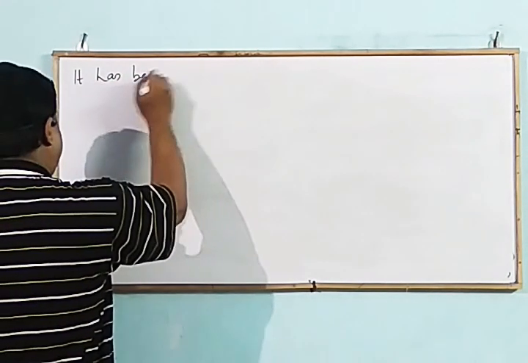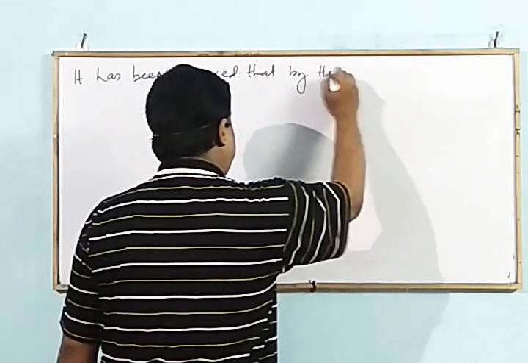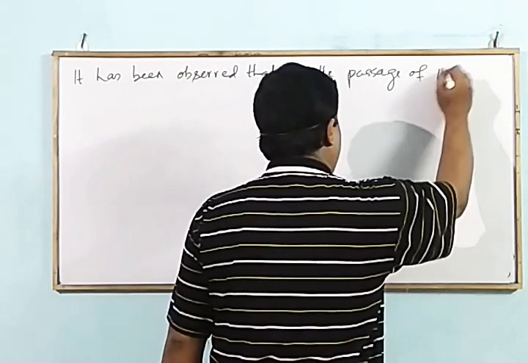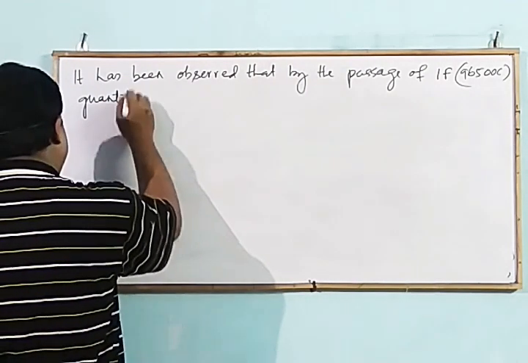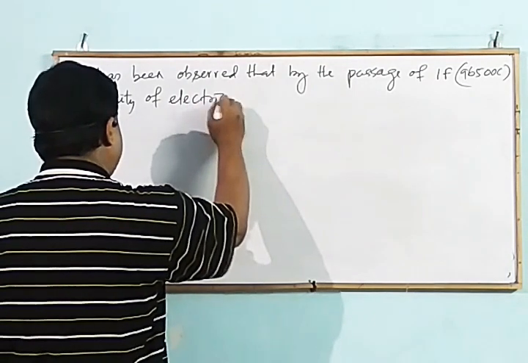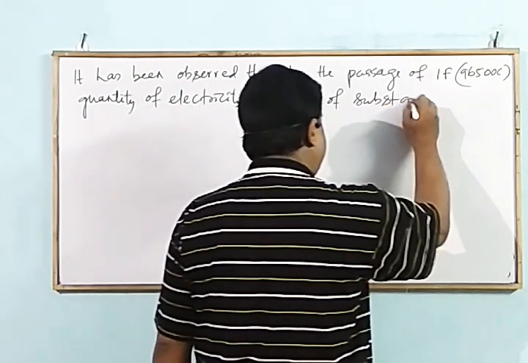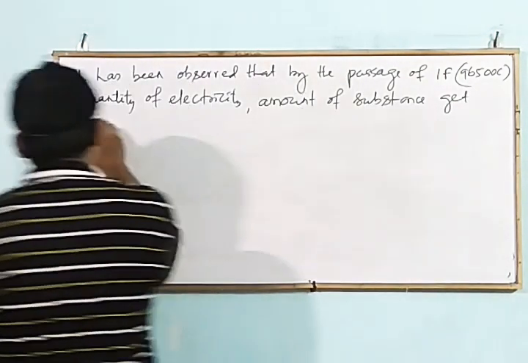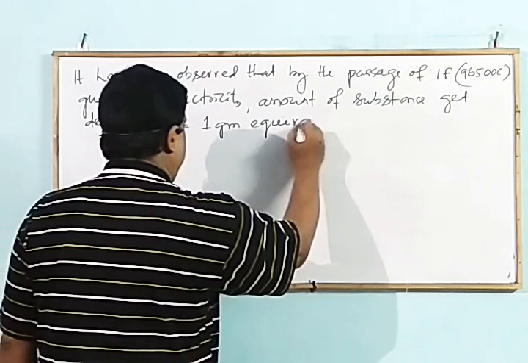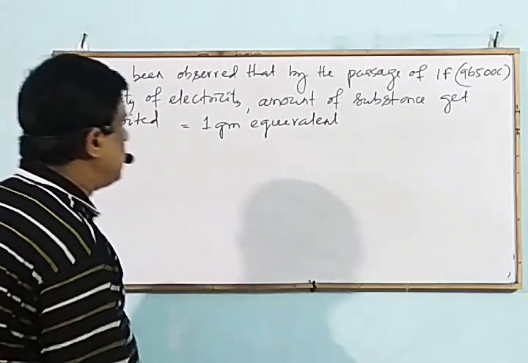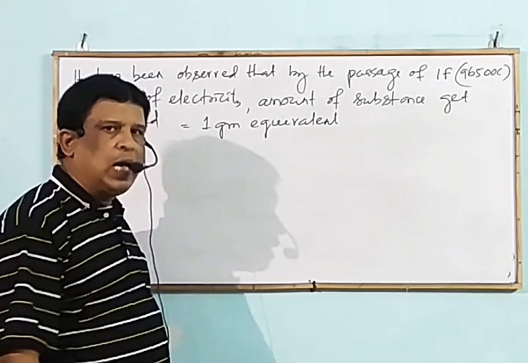It has been observed that by the passage of 1 Faraday, that is 96500 coulomb quantity of electricity, the amount of substance deposited is equal to 1 gram equivalent. By the passage of 96500 coulomb quantity of electricity, the amount of substance deposited is equal to 1 gram equivalent.